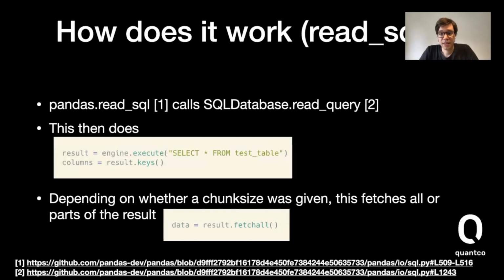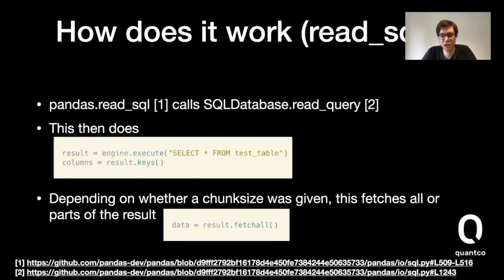And now the important bit is, how does it actually work inside? In read SQL, the first thing it does, it actually delegates everything it does to a class called SQL Database. SQL Database is the internal Pandas class, which does the talking to the SQL Alchemy interface. And reading data is actually not so much code. It would execute the SQL query you gave it with SQL Alchemy. SQL Alchemy result has a property called keys, which you can ask, and it will give you the names of the columns.